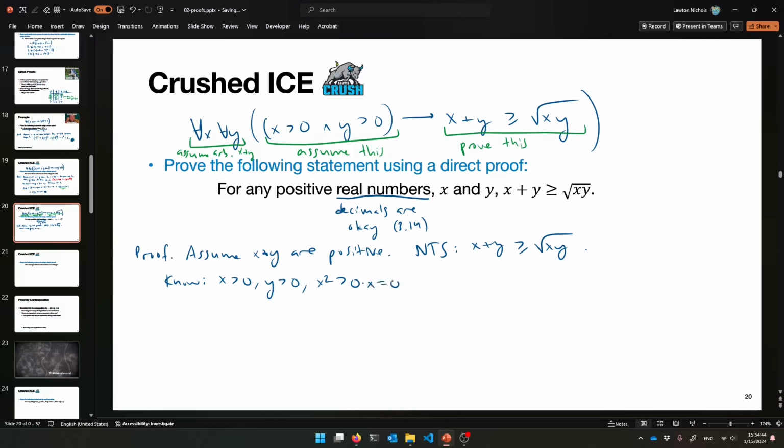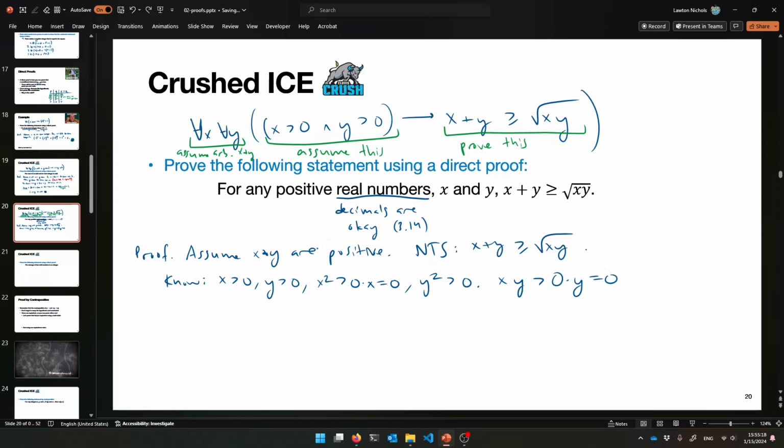0 times x is equal to 0. And I know the same for y. y squared is also greater than 0. You just multiply both sides by y. That's useful. Also, either of these. Let's take the first one. I can multiply both sides of this by y, and I get that xy is greater than 0 times y, which is also still 0. So x times y is greater than 0. See that? I have that. Okay, cool.